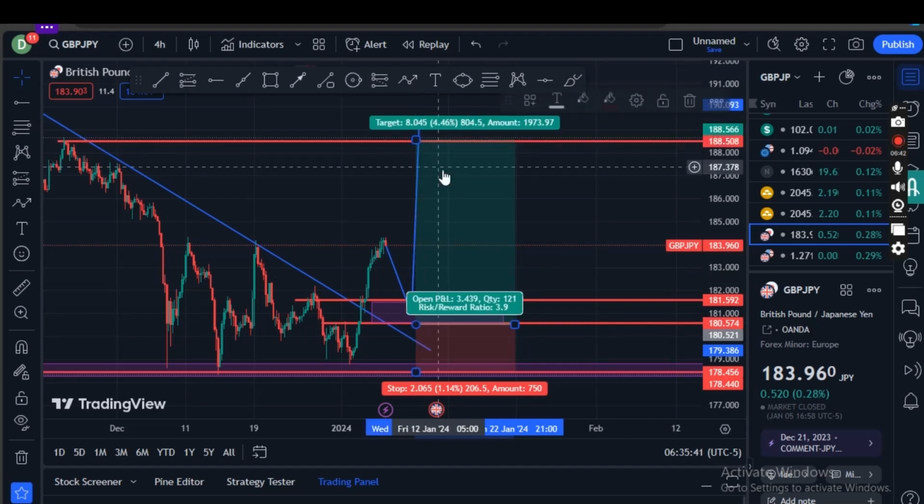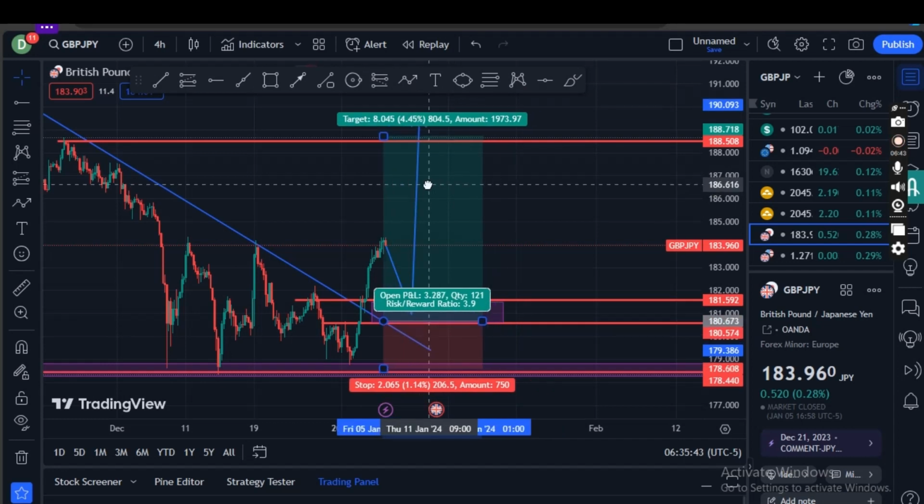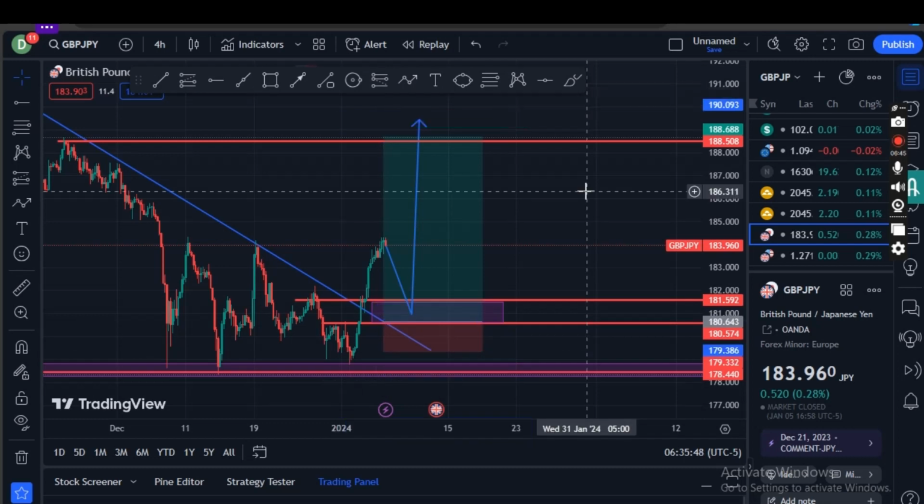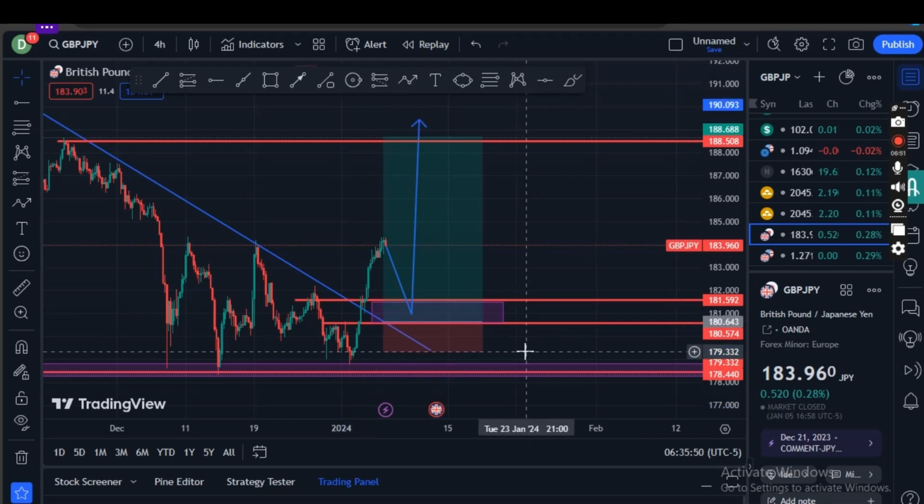For now, let's buy GBPJPY once it gets to 180.643.